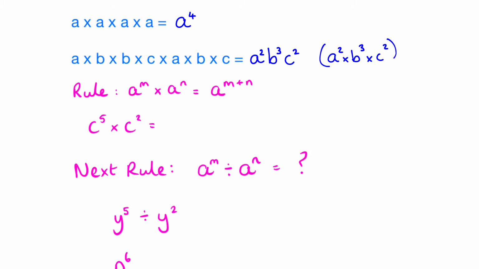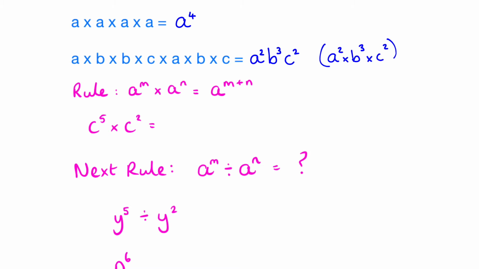So the rule that we looked at yesterday was if you're multiplying two different powers, or maybe they could be the same powers, if you're multiplying together, then you add the powers as long as this is the same as this. Okay, so the base has to be the same. So this number to a power times this number to a power, you add the powers together.